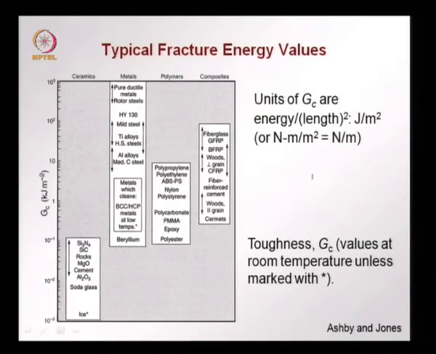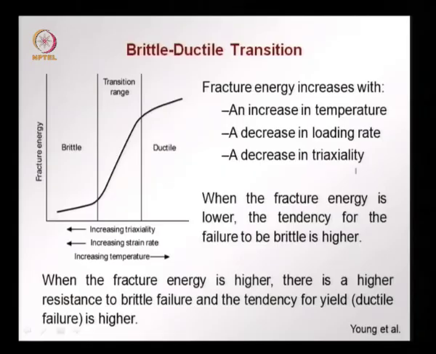The units of fracture energy or the critical energy release rate are joules per square meter or Newton per meter. We had discussed brittle ductile transition, that can also be now related with the fracture toughness and fracture energy. We find, like you see in the graph on the left, that fracture energy increases with an increase in temperature. So, a ductile metal when it becomes colder will have a fracture energy that is decreasing and can become brittle and fail in a brittle manner.